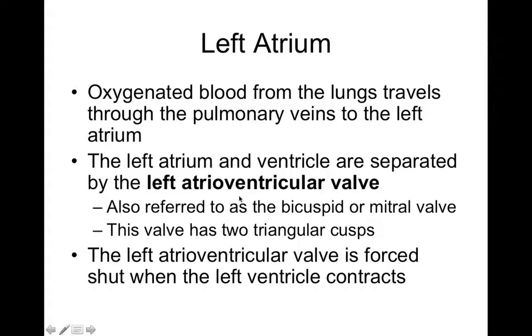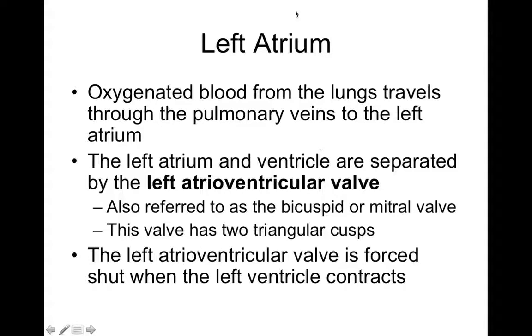Now, we know that the pulmonary trunk branches into the pulmonary arteries. It carries blood to the lungs. The lungs oxygenate that blood. We'll talk about that later. But then that blood returns back to the heart through the pulmonary veins. Nice. Then the pulmonary veins drain into the left atrium.